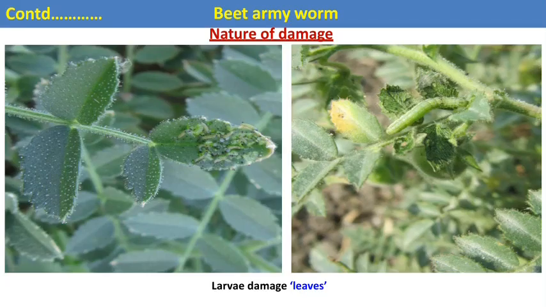I have told you the moth lays eggs in masses. So after hatching from the eggs, the early instar larvae of Spodoptera exigua feed in a group and are voracious feeders on the leaves, scraping the epidermal layers, and the leaves become scratchy in appearance, or white blotches appear on the infested leaves. Then this caterpillar also attacks the tender shoots.